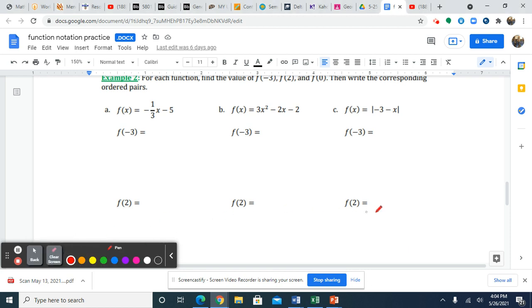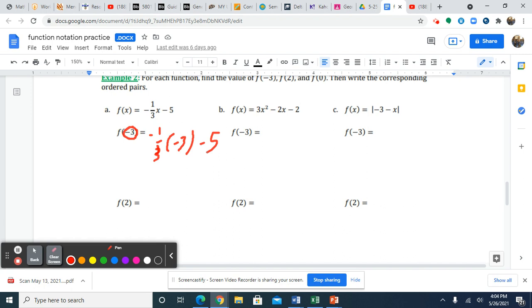Now, how does it work when we're talking about function notation into an equation? So it's asking us here, when x is -3, what is the value? So essentially, all this means is that we're going to replace wherever we see an x with that -3.